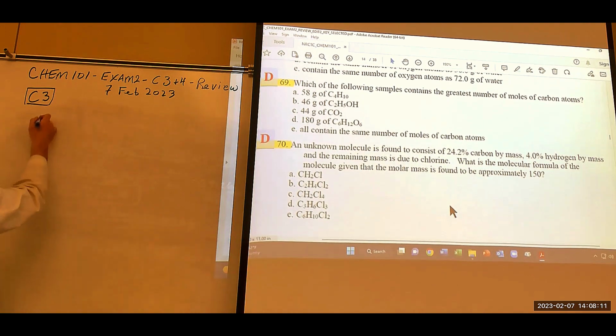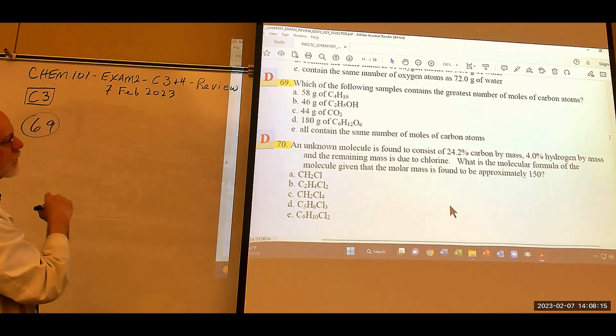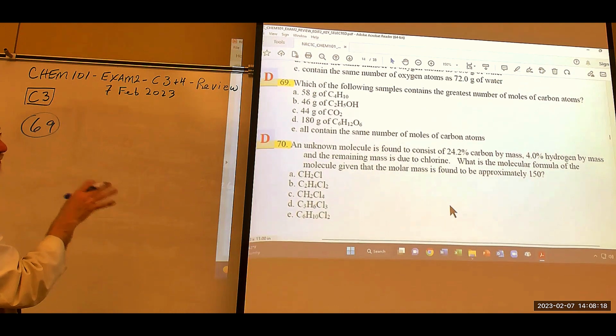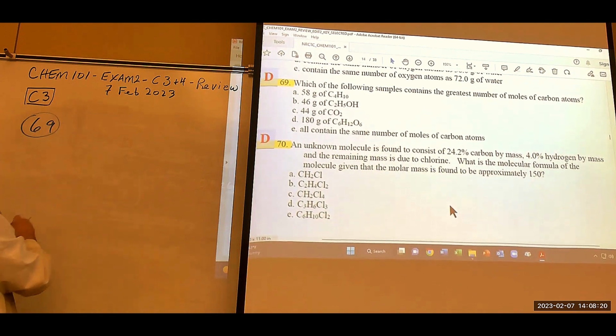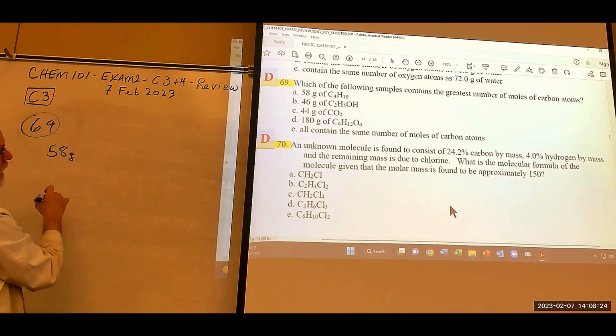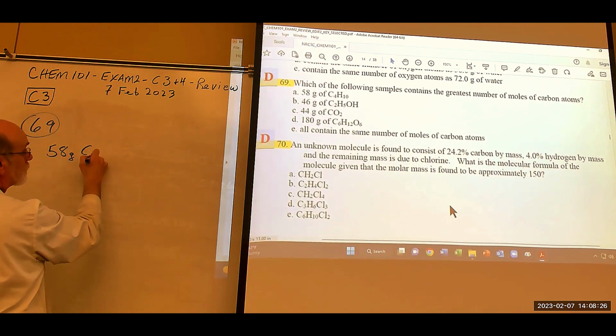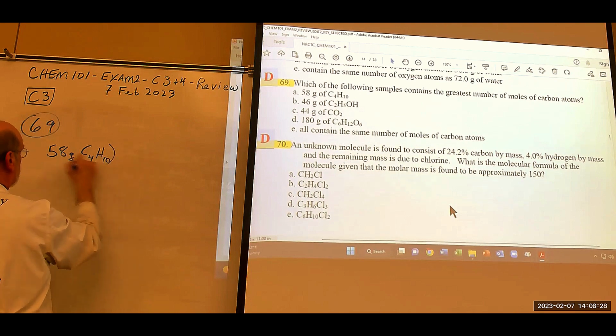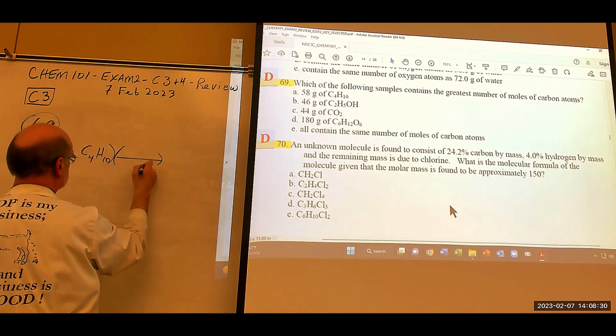Maybe I need to do it, at least get you started. So let's do the first one. Which of the following samples contain the greatest number of moles of carbon? So you set up Henry Ford, and the first one would be 58 grams of C4H10.